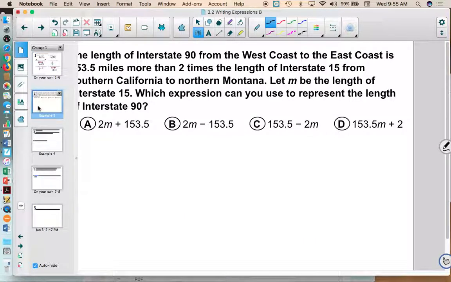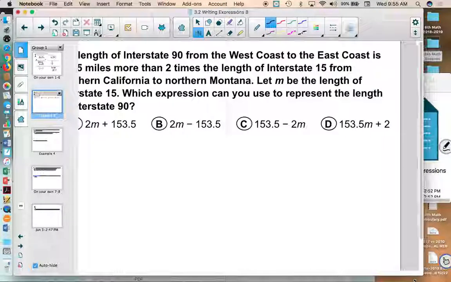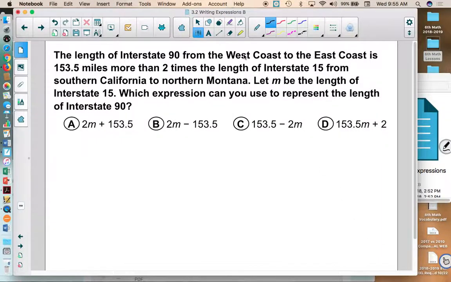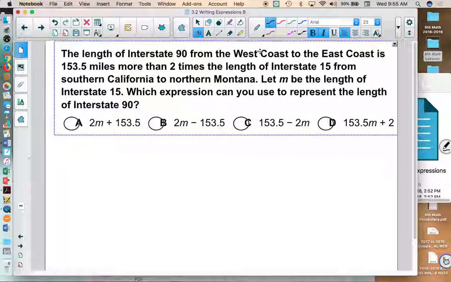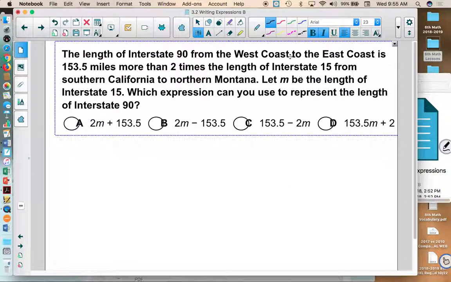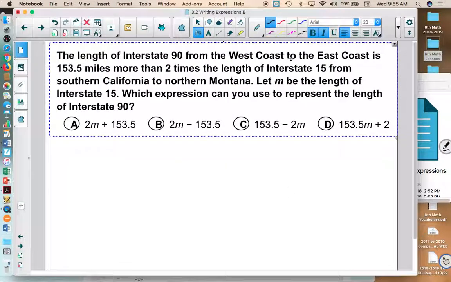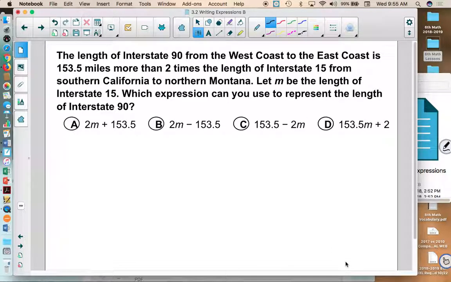Okay, let me get this where we can see it because it's still not letting me. I don't know why it all of a sudden isn't letting me see everything. Well, can you see it all there?